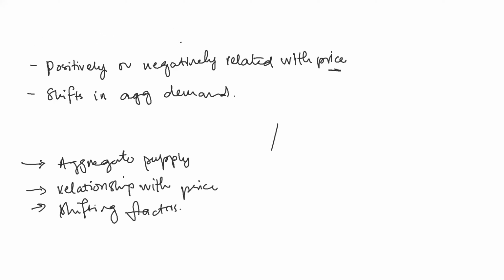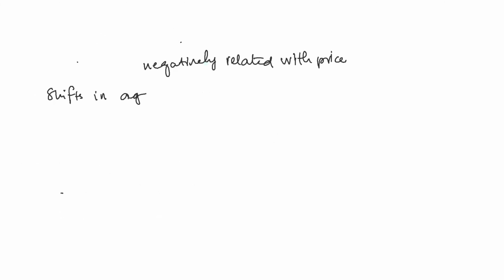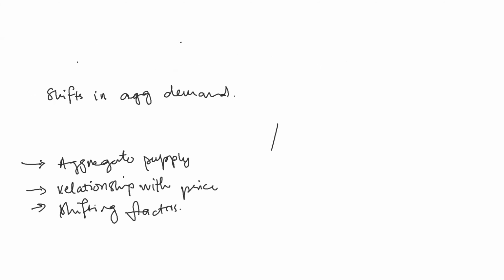Okay, for supply, it refers to the total amount of goods and services that all firms in an economy are usually willing and able to produce and supply at a given period, given price. All right, and what is the relationship of price with supply?